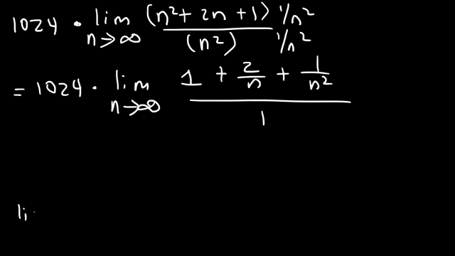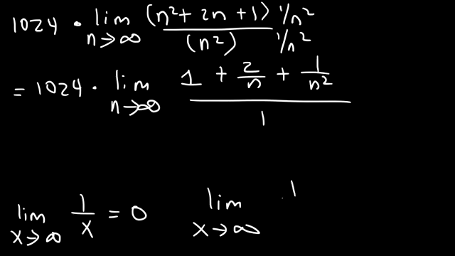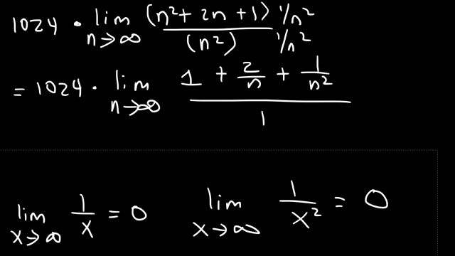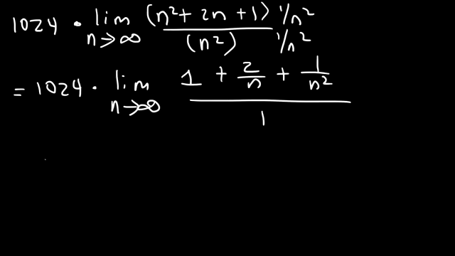Now, let's say if you have the limit as x approaches infinity for 1 over x. 1 over infinity is 0. Or, if you have this for 1 over x squared, 1 over infinity squared is 0. So anytime you have a fixed number divided by a very, very large number, you're going to get a small number. And so this is going to be 1024.